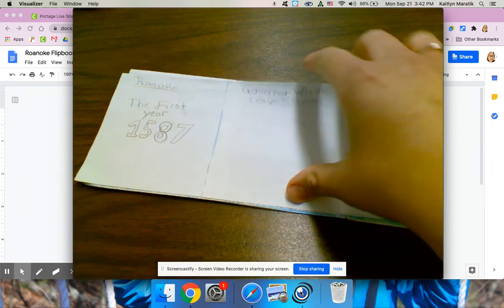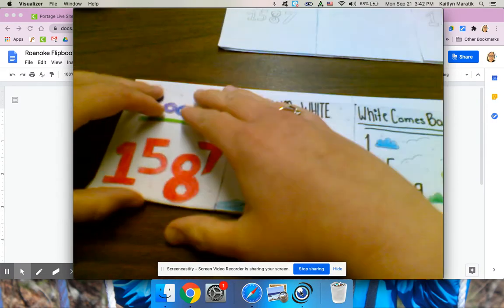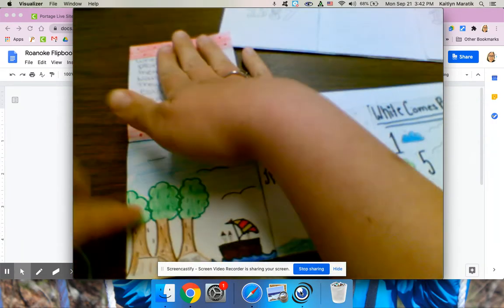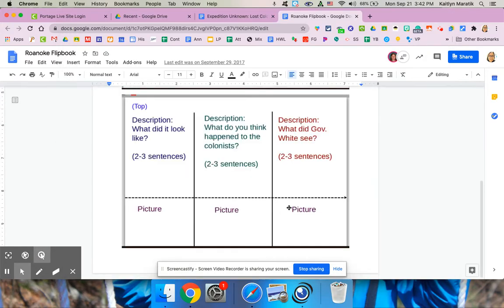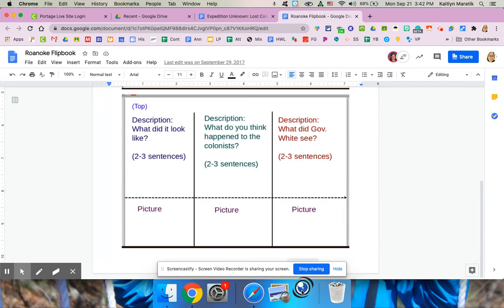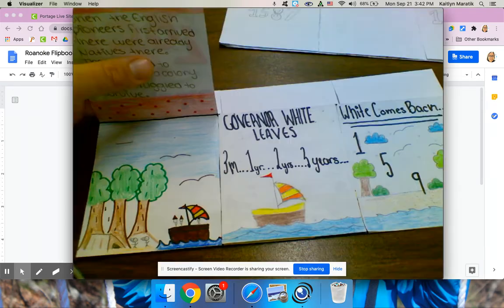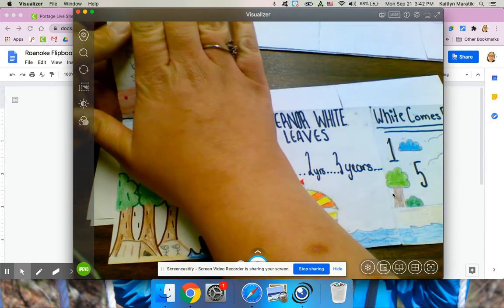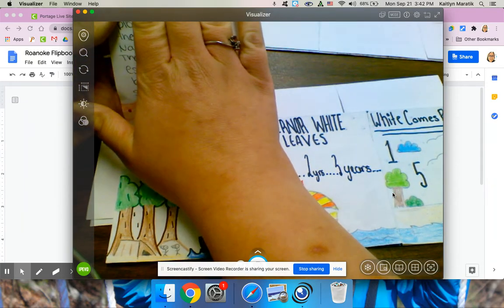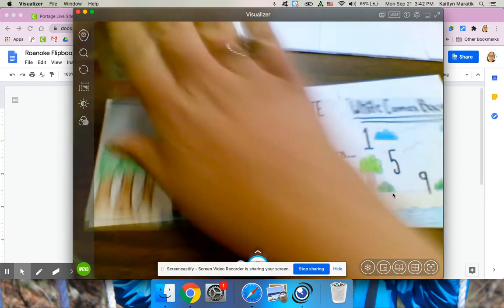So then the next bit is we're going to be looking at the top flap and then the bottom flap. So with these, in the top flap, you're going to have at the top, like of the inside, a description of what did it look like and then a picture. So this matches up then with saying Roanoke the first year. So what did it look like and then a picture. I'm covering it up on purpose because I want your thoughts, not this person's thought, but they have that information.